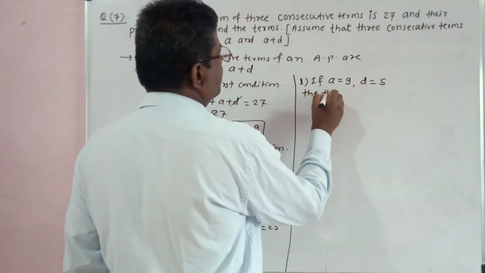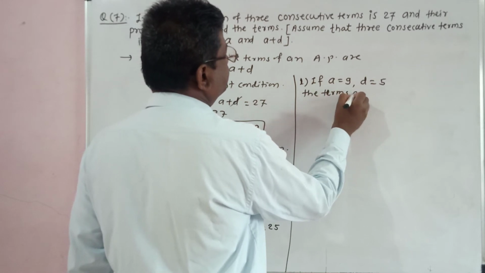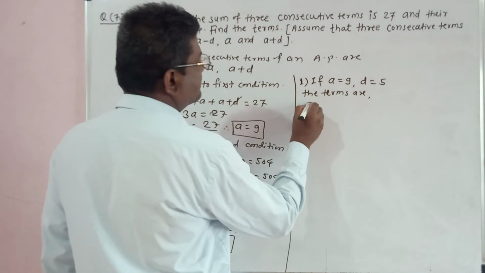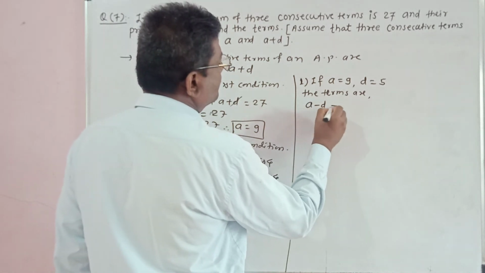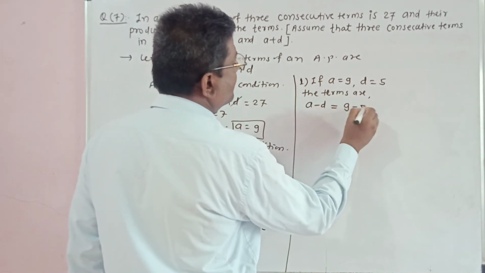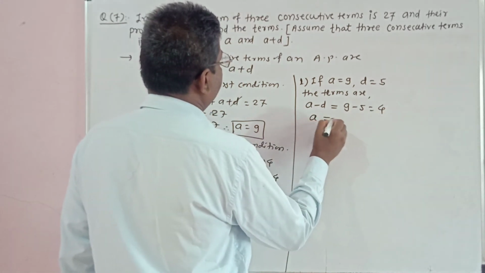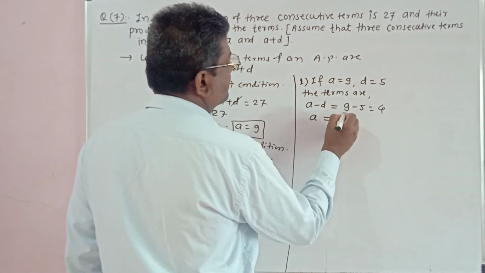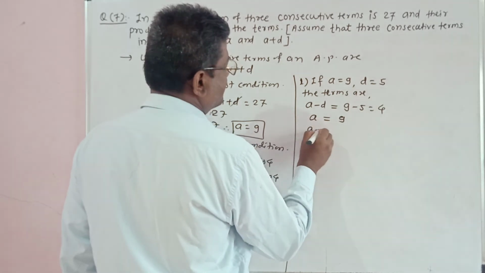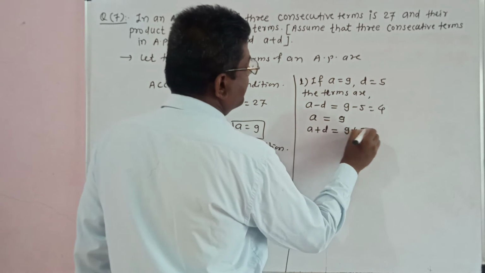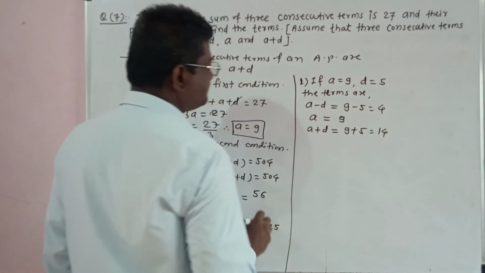The terms are: first term is A minus D is equal to 9 minus 5 is equal to 4. Second term is A is equal to 9. Third term is A plus D is equal to 9 plus 5 is equal to 14.